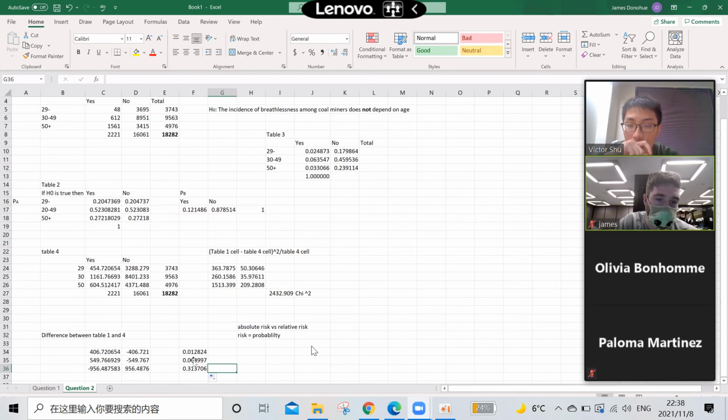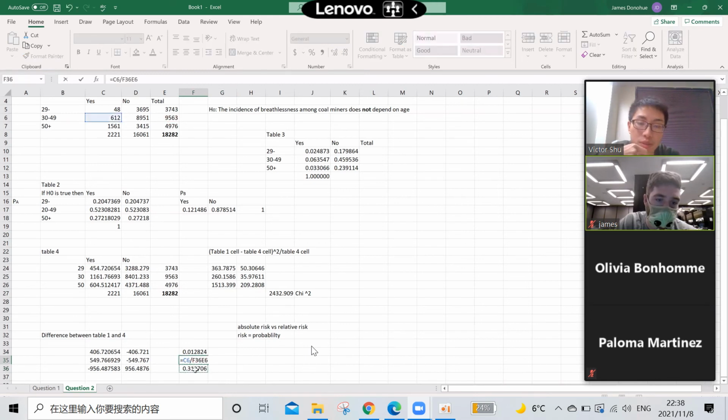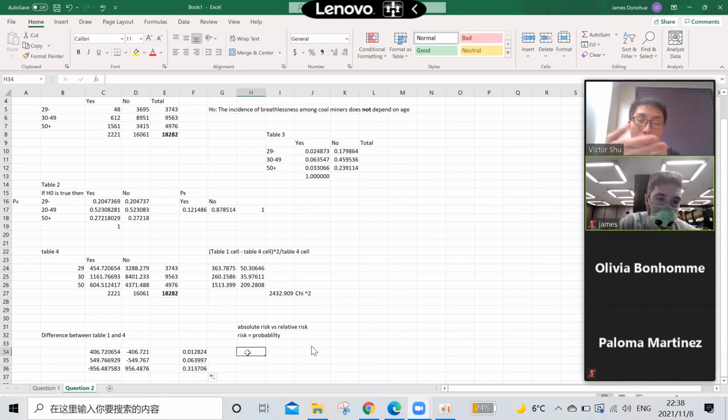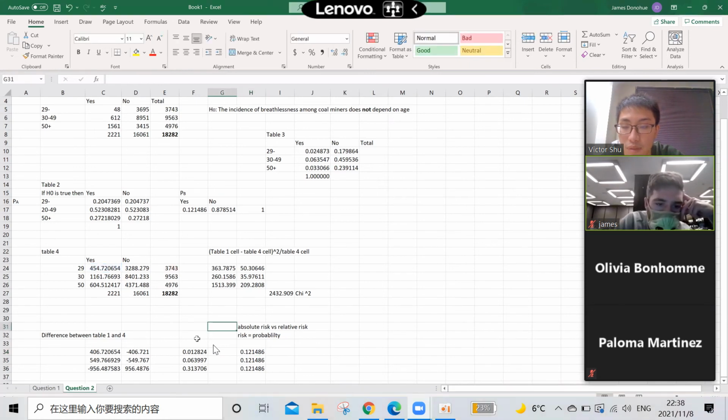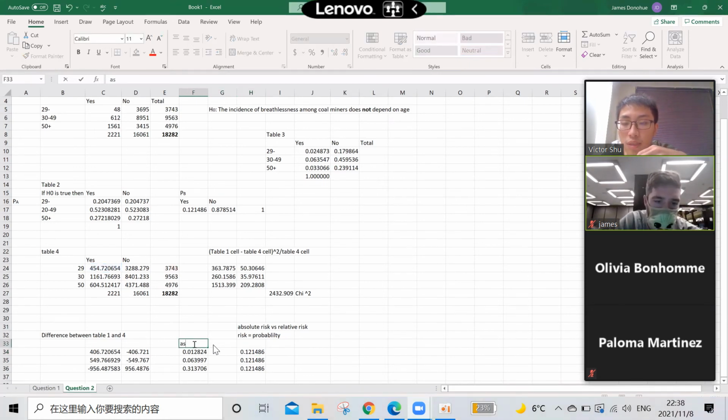Okay, so this is your absolute risk. What is your relative risk? You just use your absolute risk and do some algebraic calculation. So basically, from the absolute risk chart, you can see that over 50 years old, that risk is 0.31, which is very high.